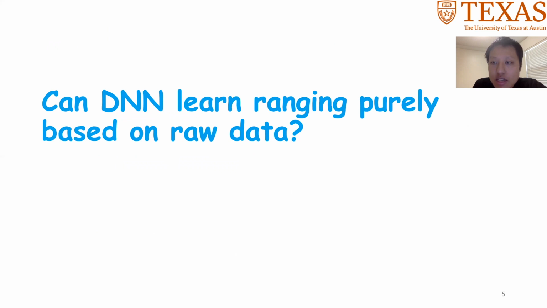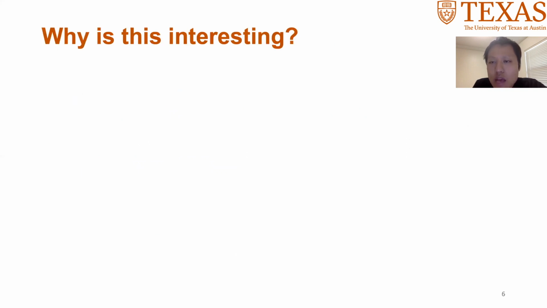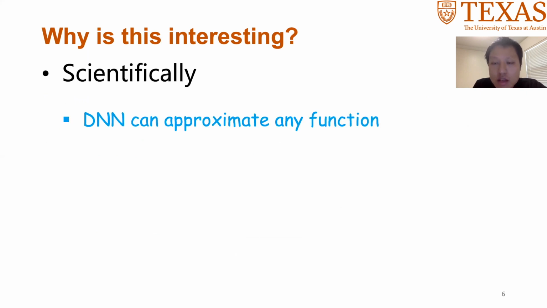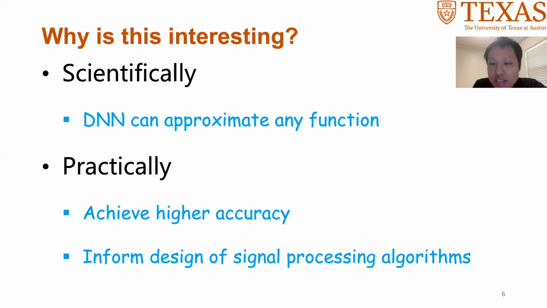We propose an interesting and fundamental question for the ranging problem. Can DNN learn ranging purely based on raw data? We want to input raw samples of FMCW signal and output the range estimation. We have several intuitions for this proposal. First, DNN can approximate any function in theory. Practically, DNN has a huge potential to achieve higher accuracy. It has been proved that DNN improves the performance a lot in computer vision tasks. We can learn from DNN structure to design the diagram of our signal processing algorithm.